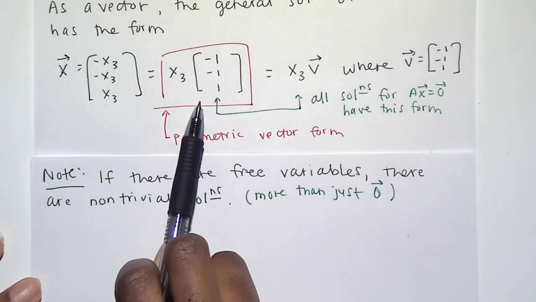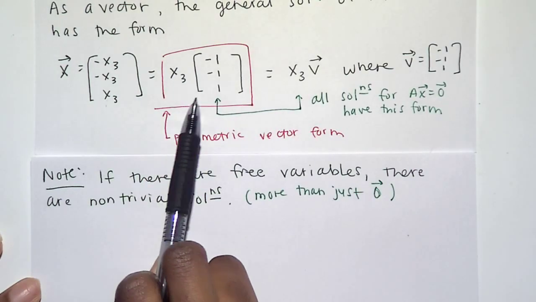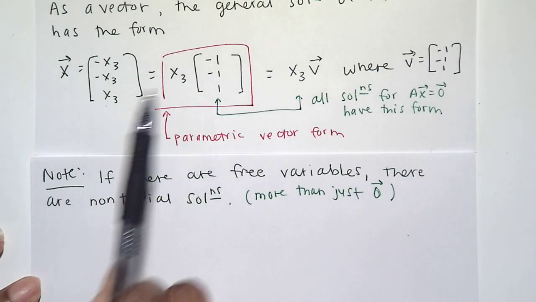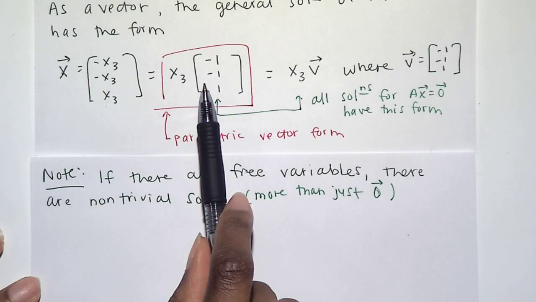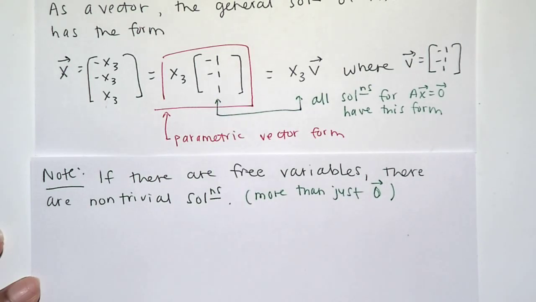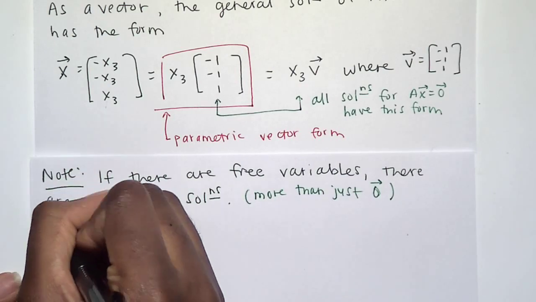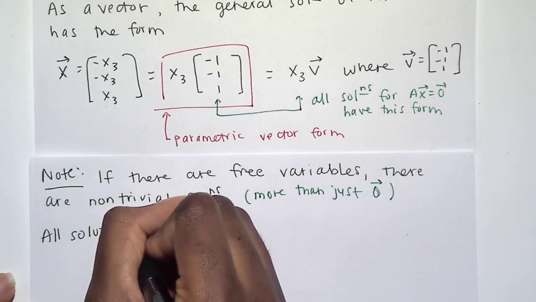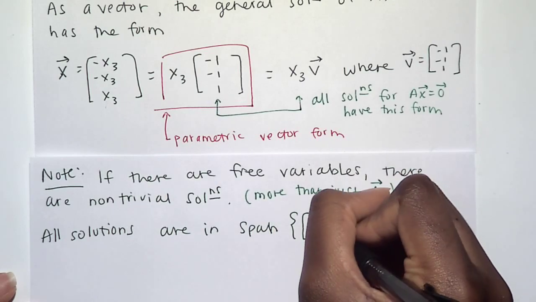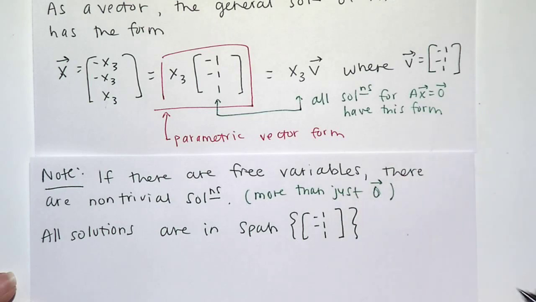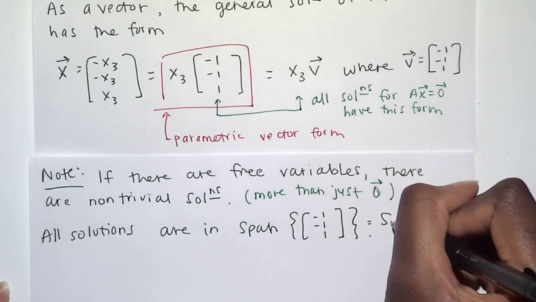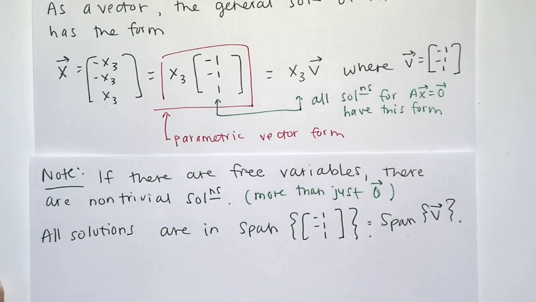We found that we were able to write every single solution to our system as x3 times this vector. Well, this looks just like a linear combination, right? A scalar times a vector. So that means every solution can be written as a linear combination of this vector, which means every solution is going to be in the span of this vector. So let's write that down. All solutions are in the span of -1, -1, 1. Or as I've called it, V, the span of the vector V, which is just -1, -1, 1.